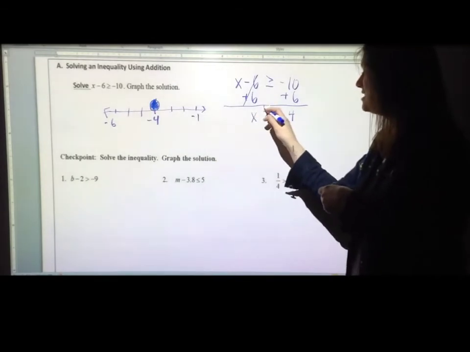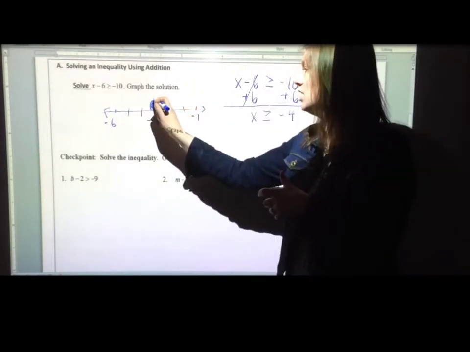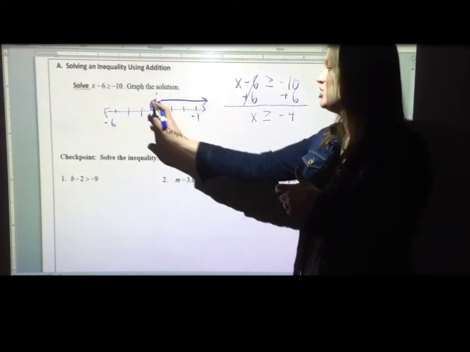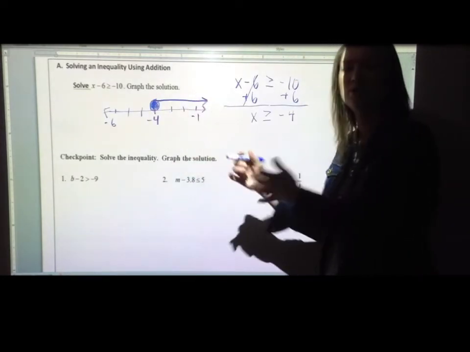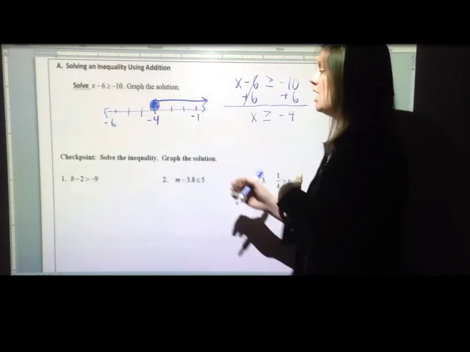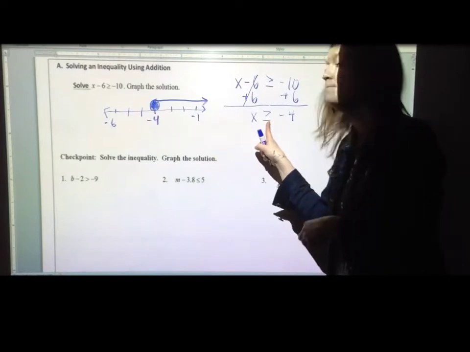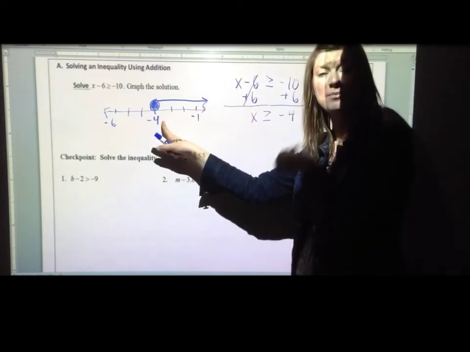And then I need x is greater than. So where are the numbers that are greater than negative 4? Those live to the right. So I shade the whole region and line up the arrows, saying that all the numbers to the right, all those infinite numbers, are part of my solution set. So I have my simplified inequality, and I have my graph showing my solutions.